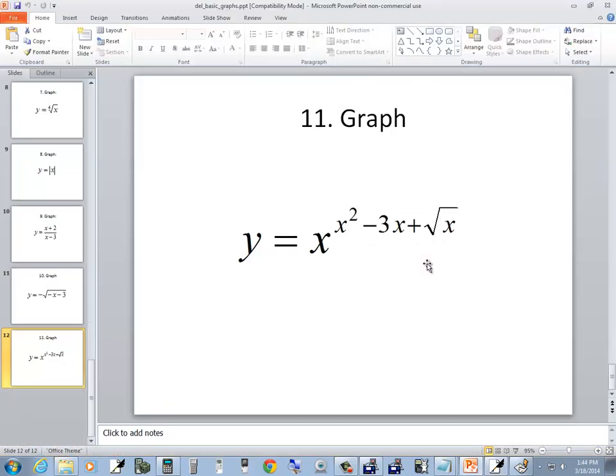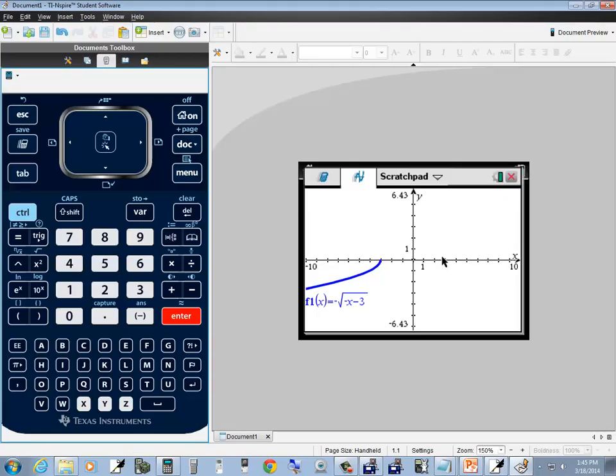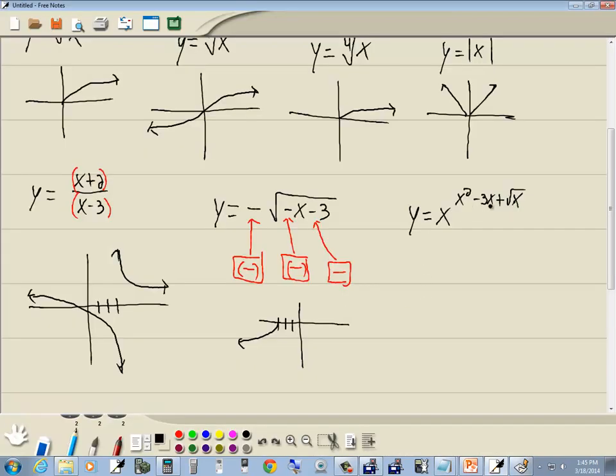Let's look at this one. Y is equal to x to the x squared minus 3x plus square root of x power. And we'll just type this in pretty much exactly as we see it on a TI-Nspire. Now press tab to go back here, up arrow, and delete those. There we go. And we're going to have x, and I'll do a caret for the exponent. And we're in exponent mode, so I can just type all this in directly. I don't need parentheses around it.